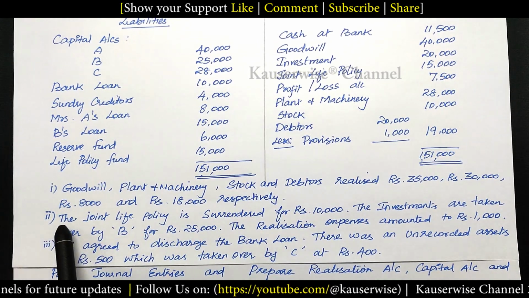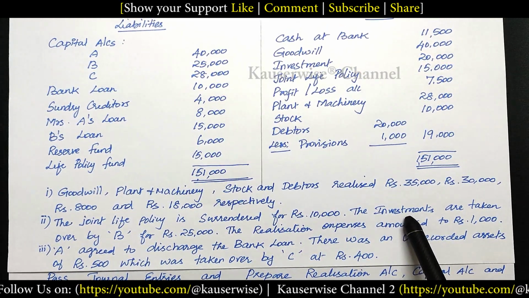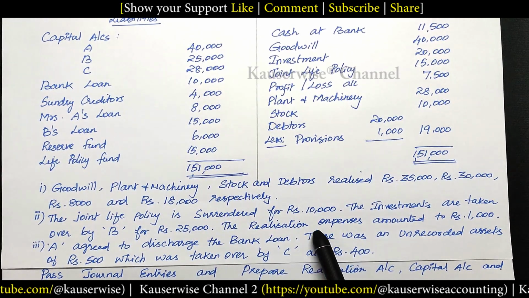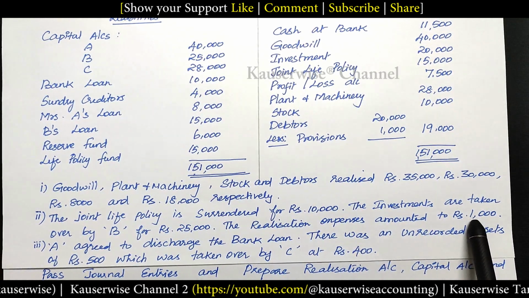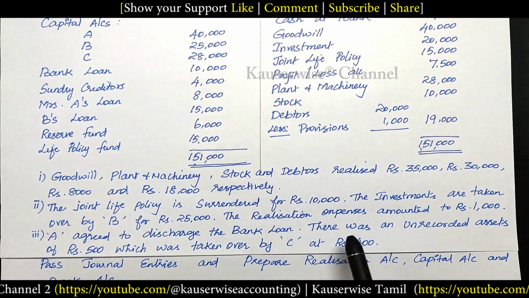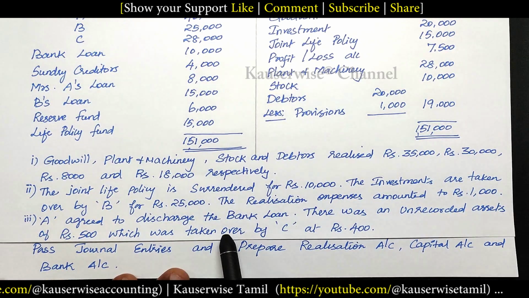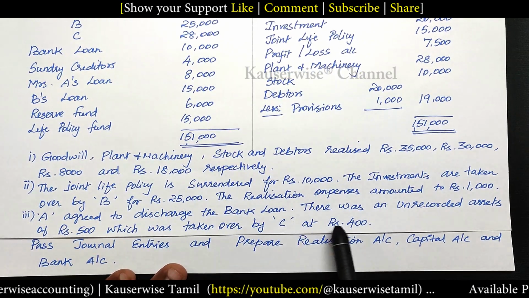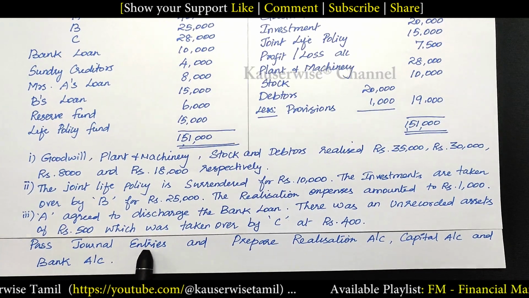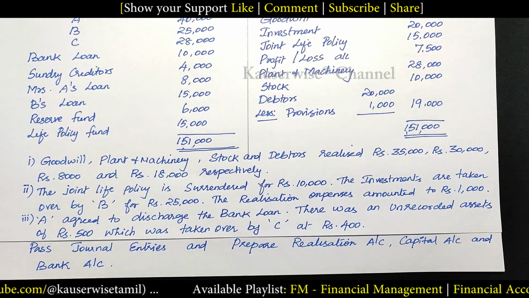Look at the second adjustment. The joint life policy is surrendered for rupees 10,000. The investments are taken over by B for rupees 25,000. The realization expense amounted to rupees 1,000. Then A agreed to discharge the bank loan. There was an unrecorded asset of rupees 500 which was taken over by C at rupees 400. With this information, they're asking you to pass journal entries and prepare realization account, capital account, and bank account.